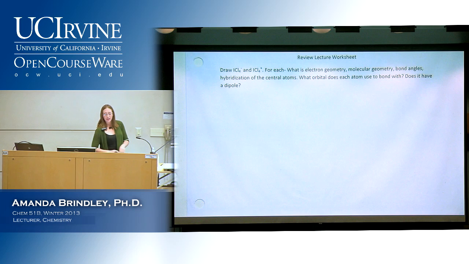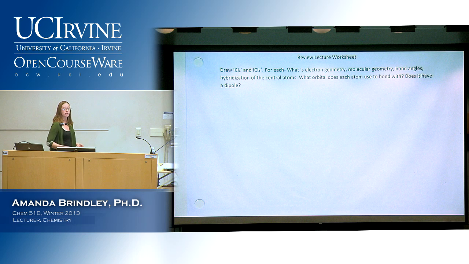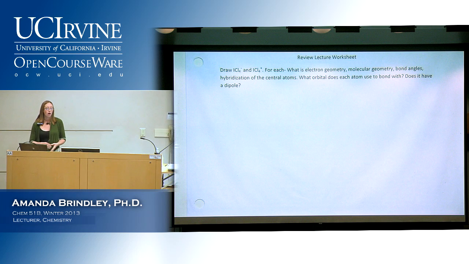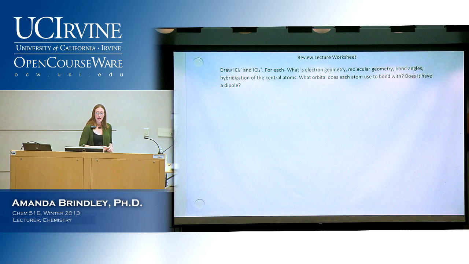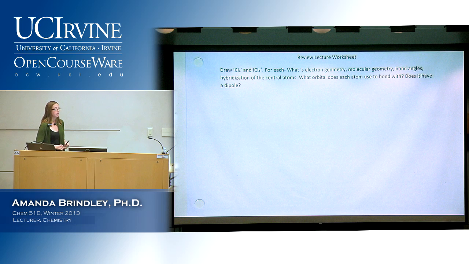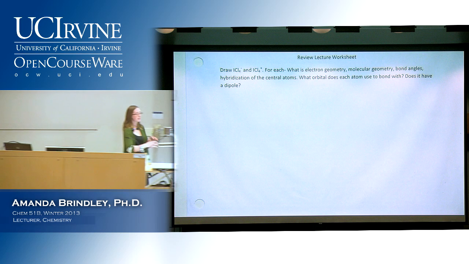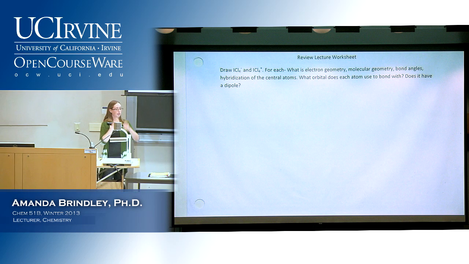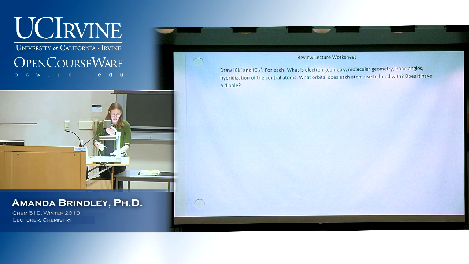Okay, so I have us drawing ICl4 minus and ICl4 plus. And then I say for each one, name me the electron geometry, the molecular geometry, all of the bond angles, the hybridization of the central atoms, and then I want to know what orbitals each atom uses to bond, and I want to know if it has a dipole. So quite a lot of information here, right? I wanted to include everything that I could possibly ask you about a molecule. Okay, so our first step is to pick one and draw it.